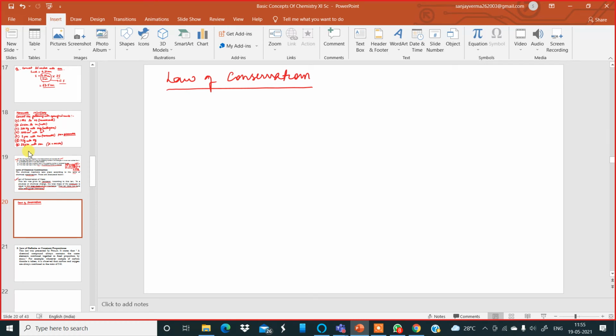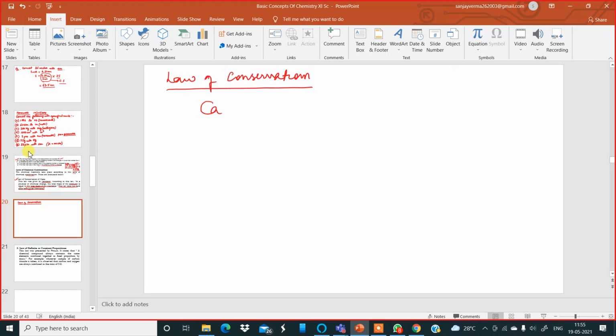When there is a chemical change, the total mass will remain the same. In any chemical reaction, the total mass of the reactants is equal to the total mass of the products. That is what I mean to say by the law of conservation of mass.